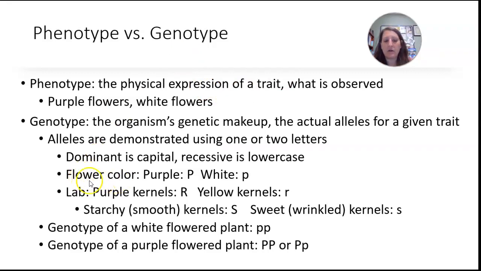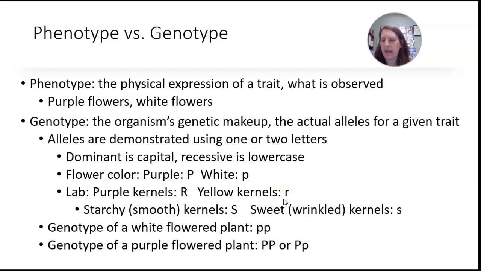When we talk about flower color, the purple allele would be represented by a capital P, and the white allele would be represented by a lowercase p. So that tells us purple is dominant to white. In lab, you're going to study a couple of different traits or characters. One of them will be kernel color. Purple kernels are dominant to yellow kernels. So the phenotype would be purple kernel. The allele for purple kernels would be capital R, and the allele that we're going to use for yellow kernels will be lowercase r.